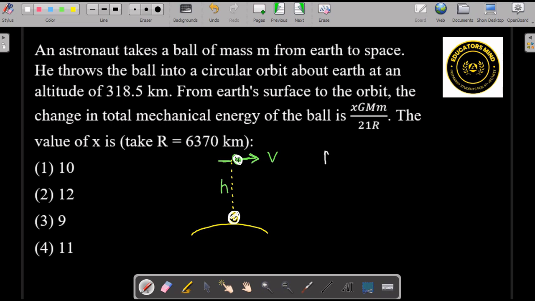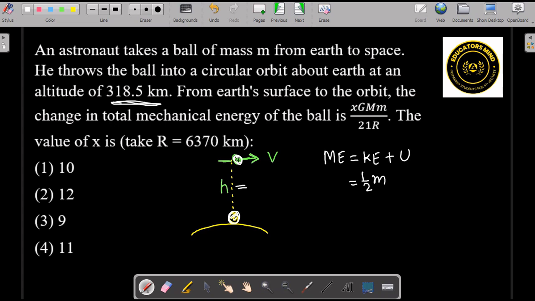Here mechanical energy means kinetic plus potential. So kinetic energy at this place will be half m v square, right? He throws the ball into a circular orbit about Earth, so that means it is going in a circular orbit. This is the radius. So how much is this height? First of all you have to think, because the radius of Earth is 6370.